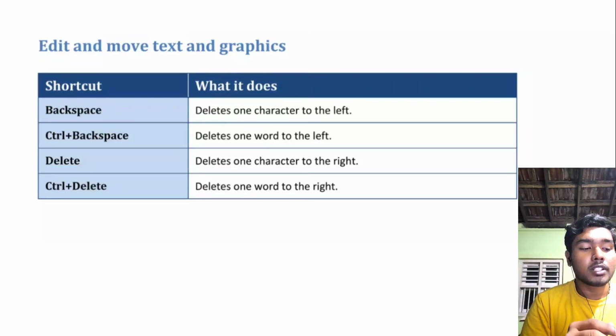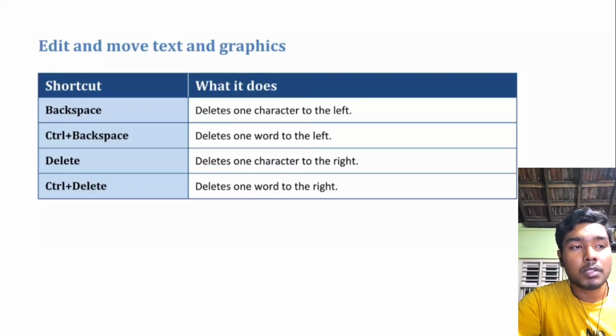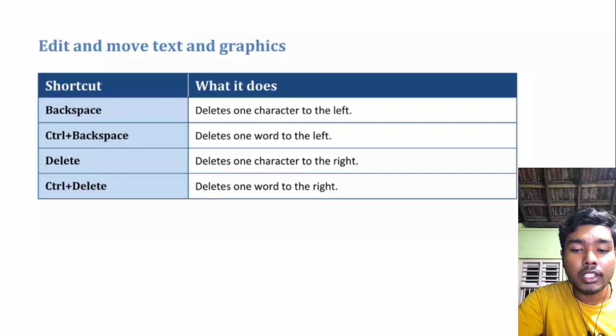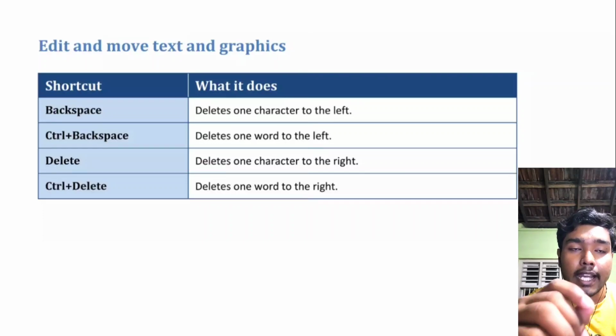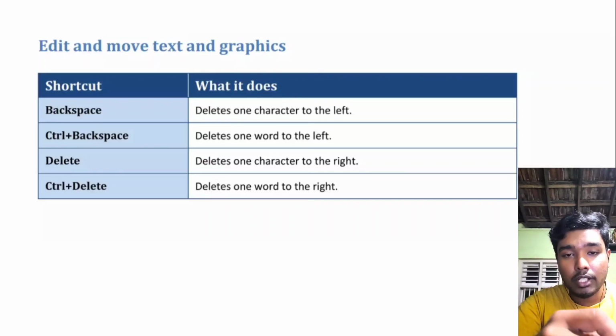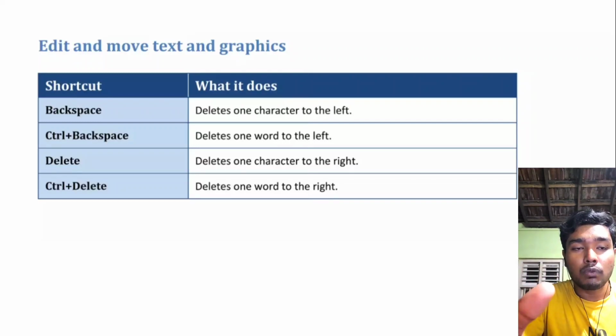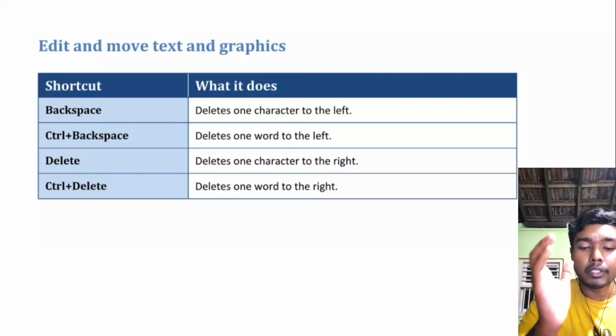If we press Control plus Backspace, it deletes one word to the left side. If we just press the Delete key on the keyboard, it deletes a character to the right side, not the left side, to the right side. And Control plus Delete deletes one word to the right. Remember that Backspace is for left and the Delete key is for right.